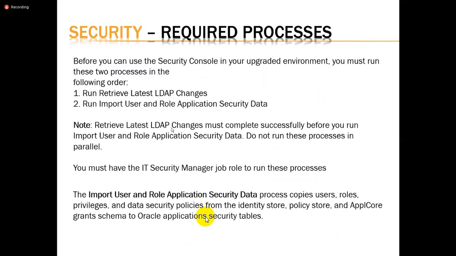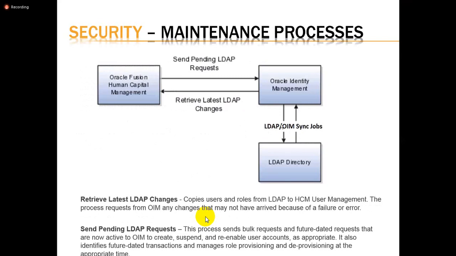So how to schedule the job, how to access the enterprise scheduler, we're going to take this use case and do that with concurrent jobs. Another important job is called send pending LDAP request and retrieve LDAP changes. So let's take this hierarchy. Again, I am having the identity management, where we create the users, create the roles, and assign the users to the roles, right?